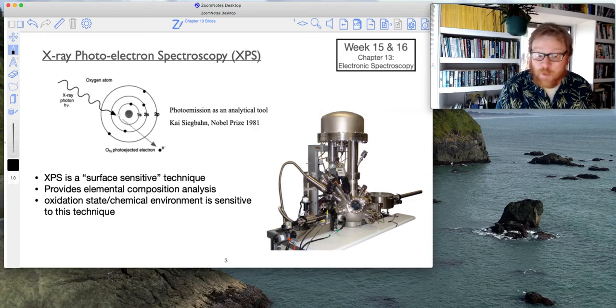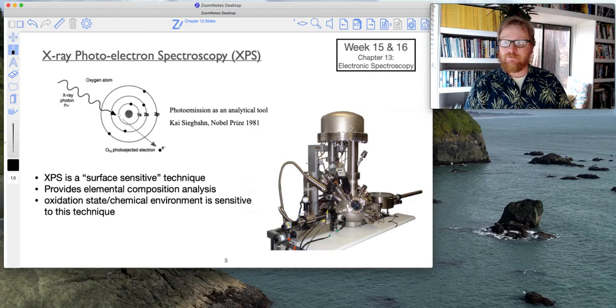So here is an actual picture of an XPS device.